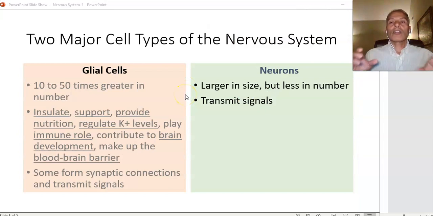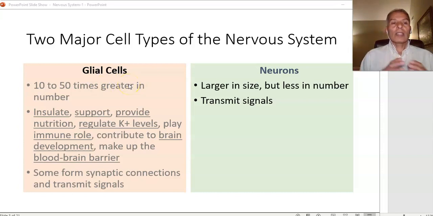So when we look at the structures first, there are two categories of cells in the nervous system. First is the glial cells. Glia comes from the word glue. Glial means sticky, and they basically cushion the neurons. And then you have the neurons, which are more massive, they are bigger, and all of them transmit and receive signals from different parts of the body.